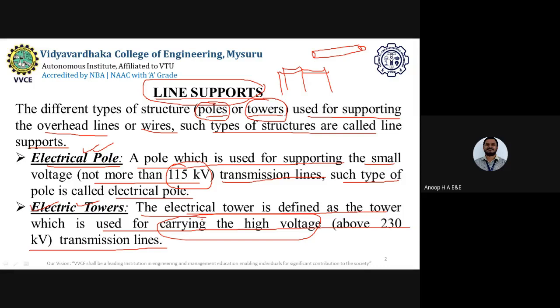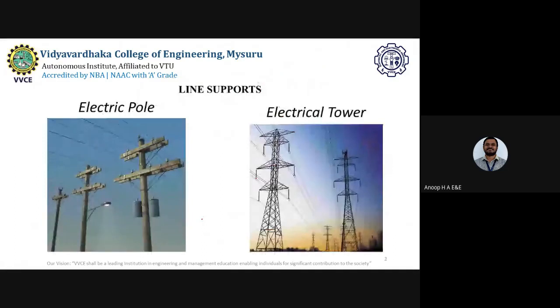Okay, so hope you got to know what you mean by electrical pole and what you mean by electrical tower. Let's move on to the next slide. What you see here are the electrical line wires, or generally we call them conductors, and here we have transmission line towers. A simple example where you can see electrical pole lines.